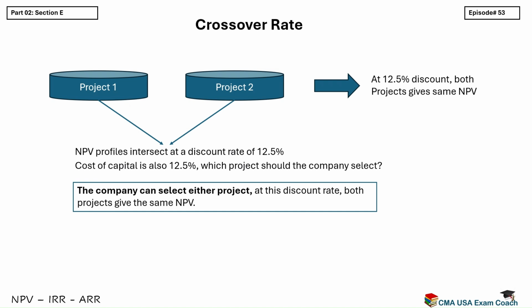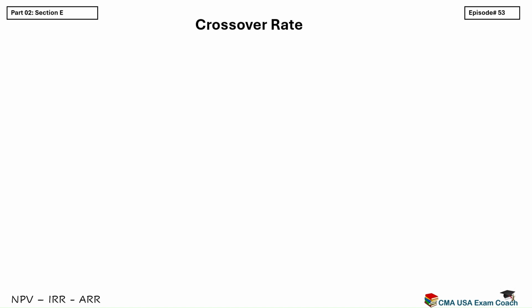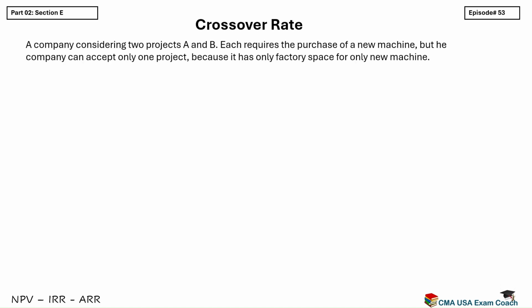This is exactly why the crossover rate is important. It shows the discount rate at which two projects are equally preferable. So, if the company's cost of capital happens to match the crossover rate, there's no financial advantage in choosing one project over the other. Both will contribute the same net value to the company. Let's look at an example to understand the crossover rate, which is very useful when a company must choose between two projects. Suppose a company is considering two projects, A and B.